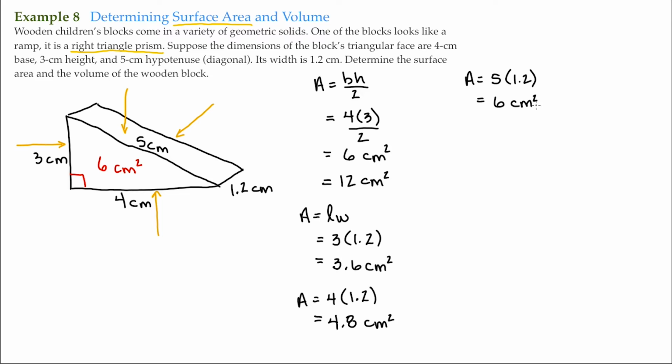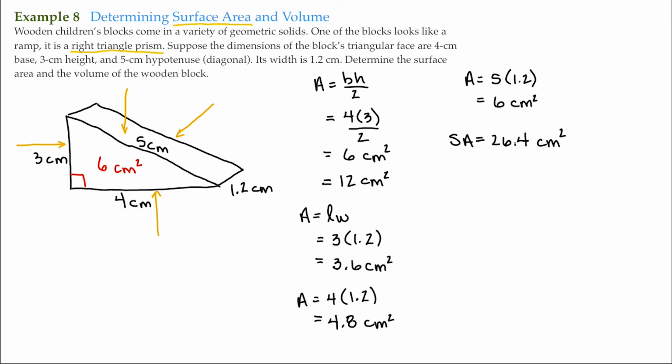square centimeters. So then the total surface area, we just go ahead and add up all the individual areas for the individual polygons. So we got 12 square centimeters, 3.6 square centimeters, 4.8 square centimeters, and then 6 square centimeters. We add them all together, and then the total surface area, we'll just mark it as SA, is 26.4 square centimeters. So that is the total surface area.